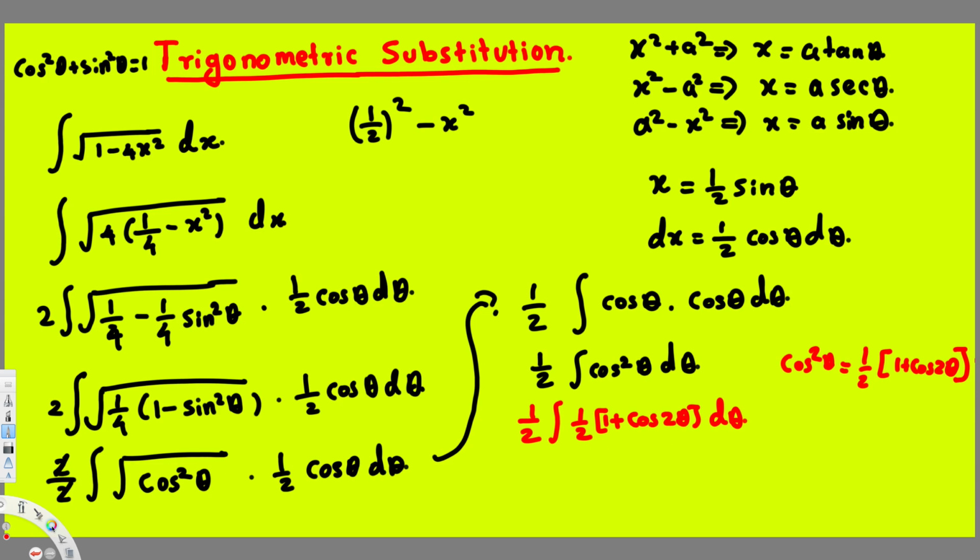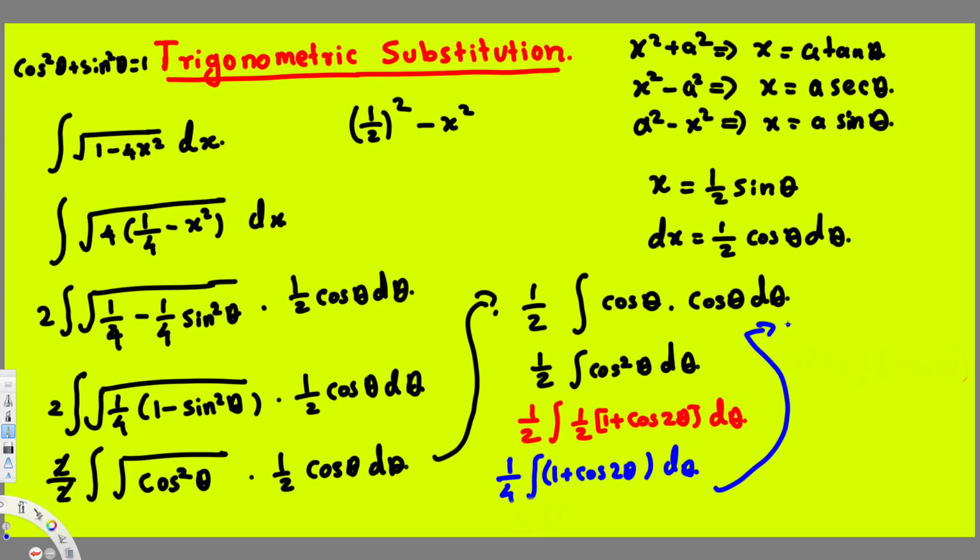Now again, we can move this half to the front. So this is going to be 1 over 4, and in integration, we are going to have 1 plus cos 2 theta d theta. Now if you integrate 1, that's going to give you theta. So here we are going to have, let's continue this one right here, maybe, yeah. Let's get rid of this one.